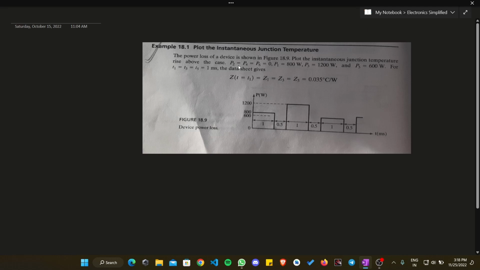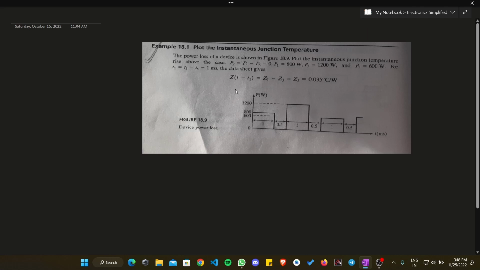Okay, and we are also given that the power at pulses 2, 4 and 6 is equal to 0, and power at pulses 1, 3 and 5 is equal to 800, 1200 and 600 watt respectively, as we can see in this figure. And we are also given that T1, T3 and T5 are equal to 1 millisecond. It means that the duration of pulse 1, pulse 3 and pulse 5, all the three pulses, is equal to 1 millisecond.